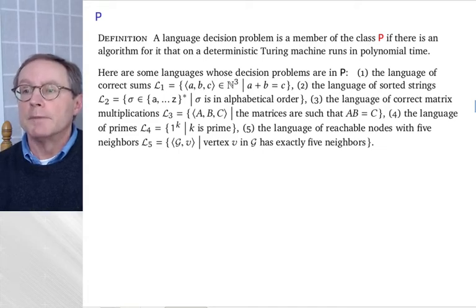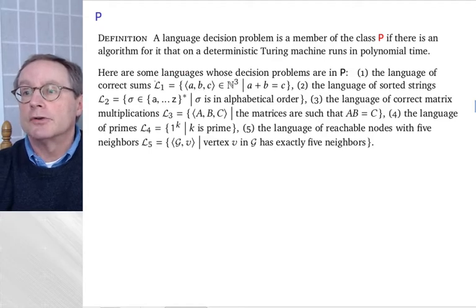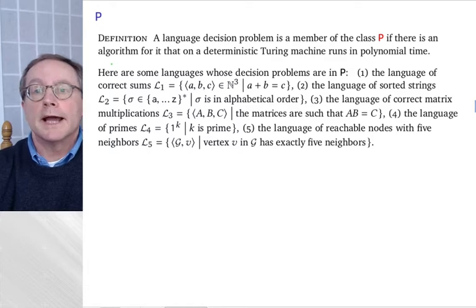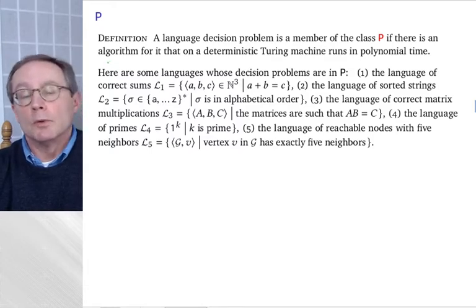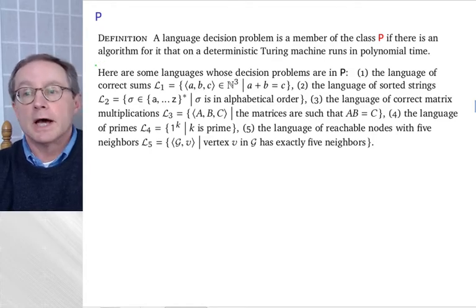Okay, so a language decision problem is a member of the class P if there's an algorithm for that language decision problem that on a deterministic Turing machine runs in polynomial time. The P stands for polynomial time. The class P is the one that we give the most attention to, and it's the one that you have an awful lot of experience with.